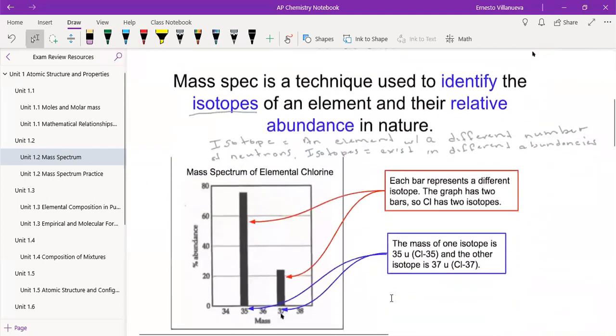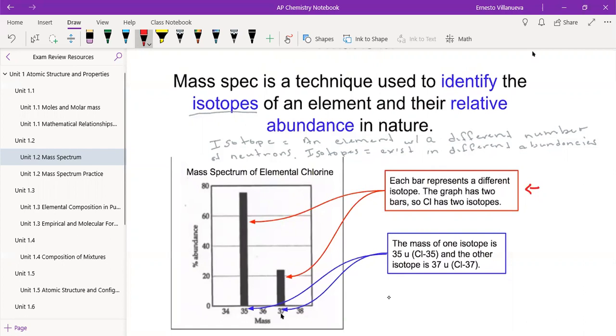Okay. So let's take a look at an example of a mass spectrum of chlorine. Chlorine has 2 isotopes. Each bar represents a different isotope and the graph has 2 bars. That's what it says right here. In the blue box, it says that the mass of one isotope is 35 U, which is atomic units, which is Cl-35. And the other isotope is 37 atomic units, which is Cl-37.